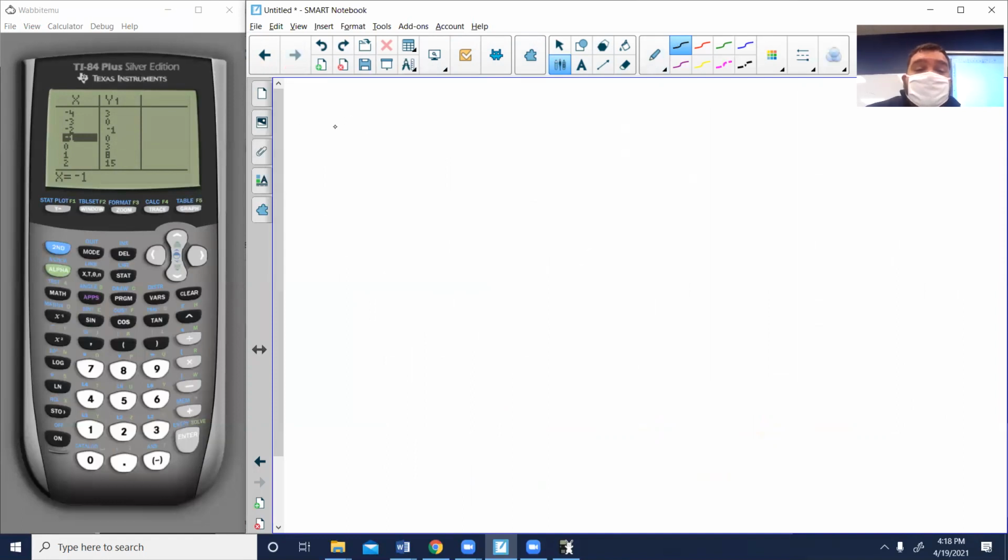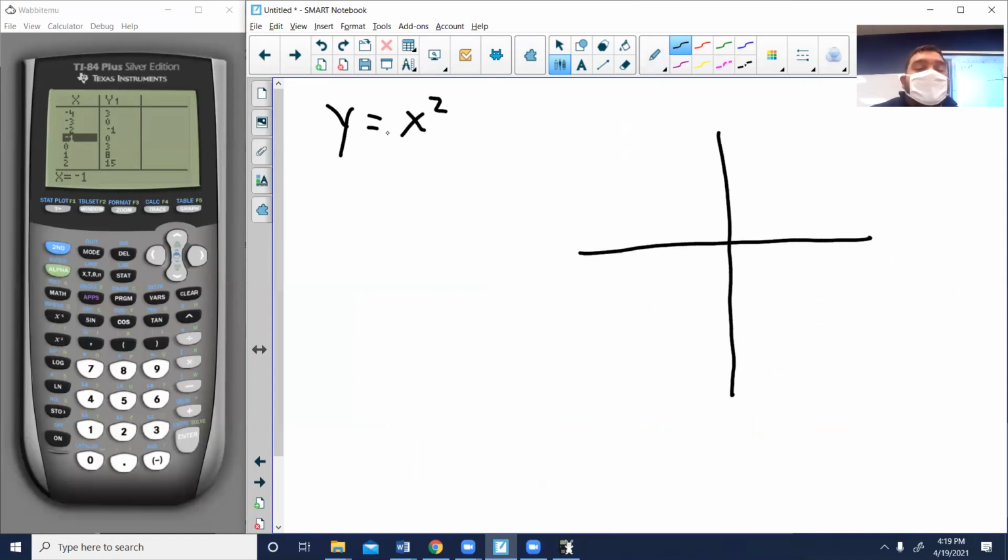All right, pay attention to this. This is actually slightly new, but the same old stuff. Real quick, let's say y equals x squared. Very, very basic. So you would have 0, 0. It would look like this.